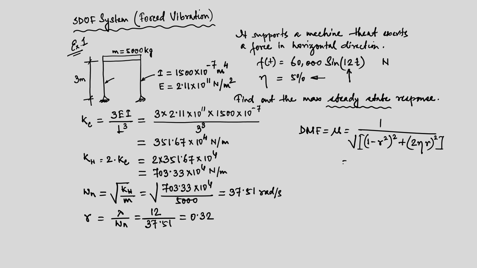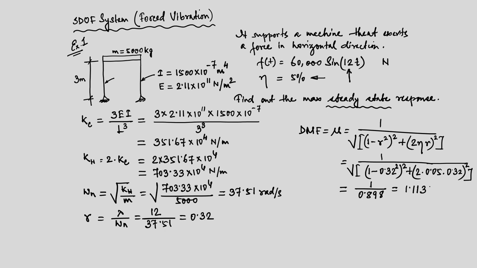Now, if I put the values of r and eta, it will be 1 minus 0.32 square, then whole square, plus 2 times the critical damping ratio 0.05 times 0.32, whole square. Now, if you evaluate this expression, you will see 1 by 0.898. So the dynamic magnification factor will be 1 divided by 0.898, so it is 1.1136. That is the dynamic amplification we have in this case.